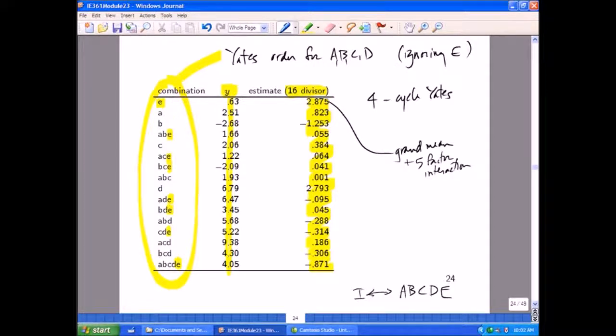Okay, if there were no factor E, this would be what? Well, it would be the A main effect. But it's not just the A main effect, it's the A main effect plus anything that's aliased with it. So this is plus BCDE 4-factor interaction.